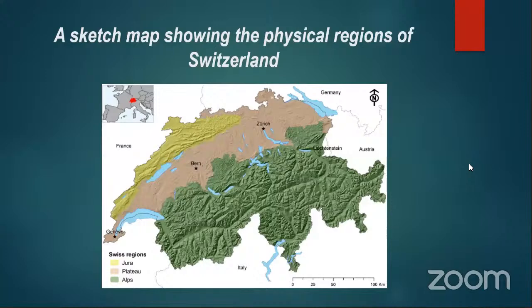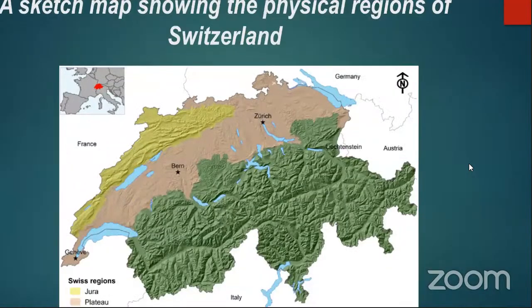Yes, teacher. So that map shows the three physical regions we are talking about. You remember, you told me we have the Alps, we have the Central Plateau, and then we have the Jura. So that part up, which is colored yellow. Do you see that part up?